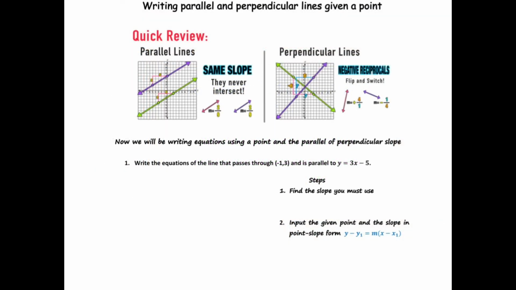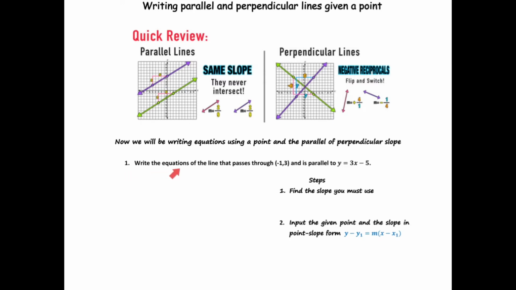We are going to be writing parallel and perpendicular lines given a point. So as a quick review, we know that parallel lines are lines that have the same slope. And perpendicular lines are lines whose slopes are negative reciprocals, meaning flip the sign and switch the fraction. So we're going to start with our first example.